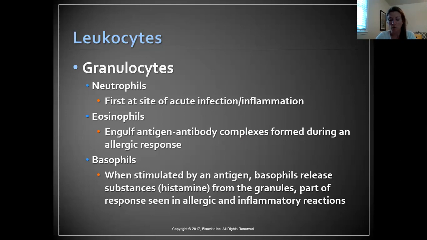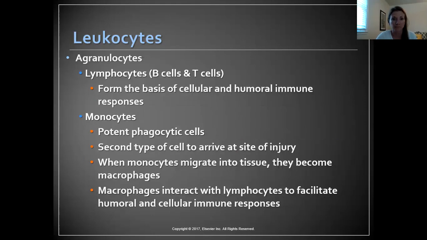Eosinophils engulf antigen-antibody complexes, which are formed during allergic reactions. Basophils, which make up less than 2% of all white blood cells, have cytoplasmic granules that contain chemical mediators such as heparin and histamine. Basophils respond to stimulation by an antigen or tissue injury by releasing substances from granules in response. And they are what is responsible for the allergic and inflammatory reactions.